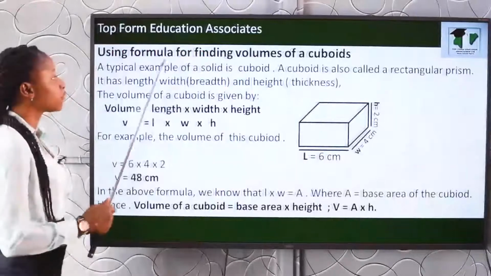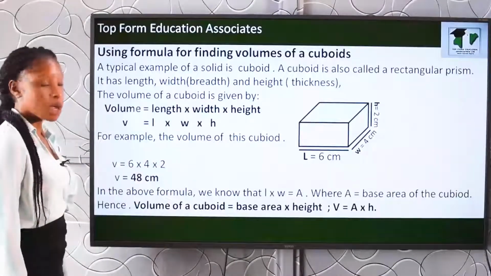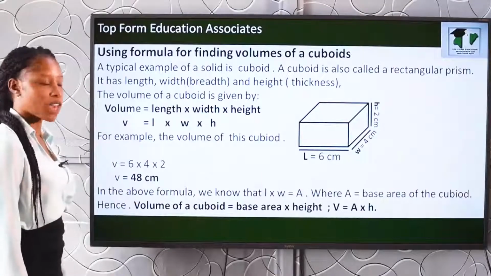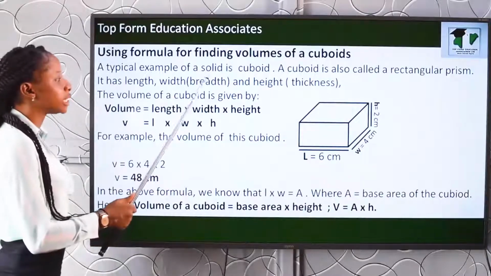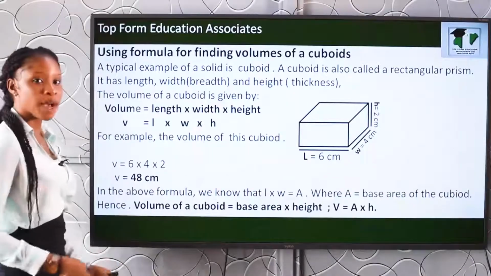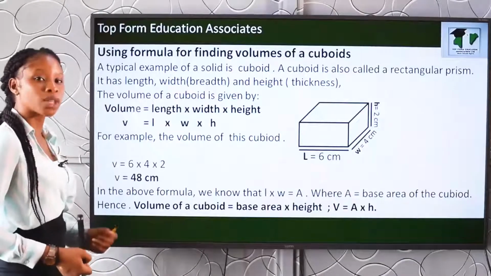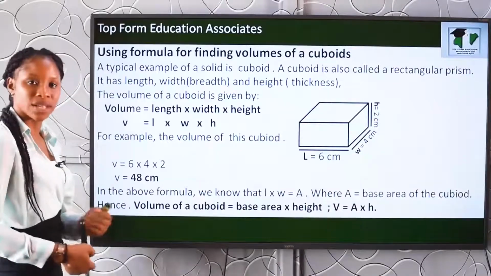Now, we're going to learn how to use formula to find the volume of a cuboid. A very good example of a solid is a cuboid. A cuboid is also called a rectangular prism.